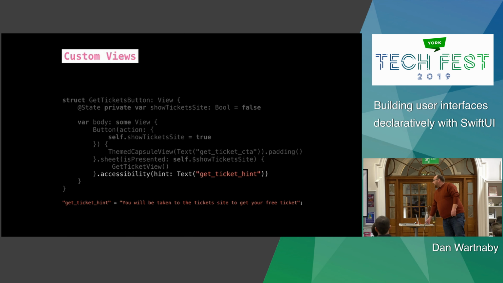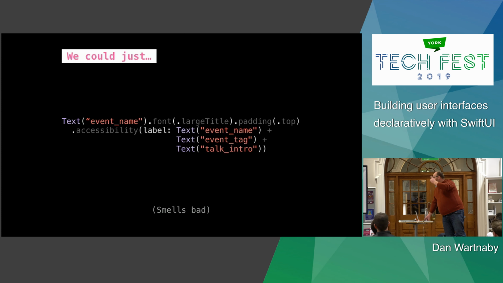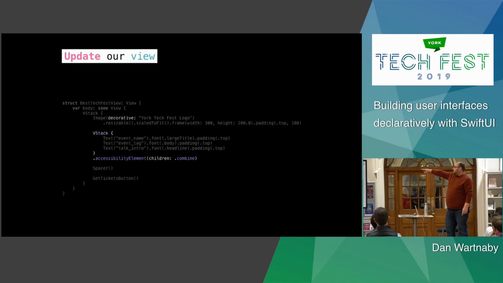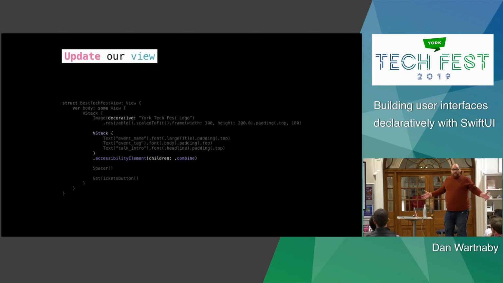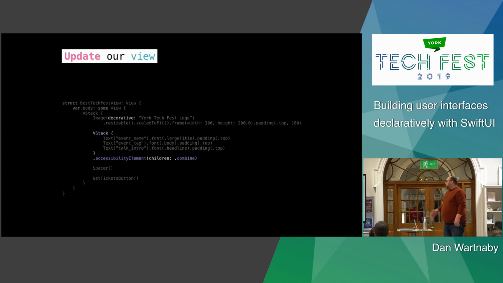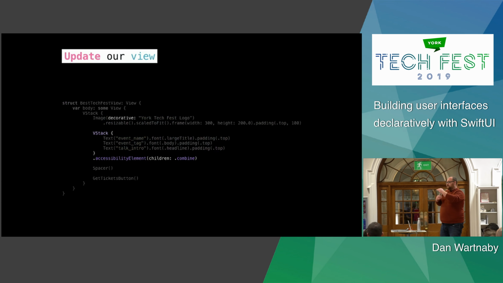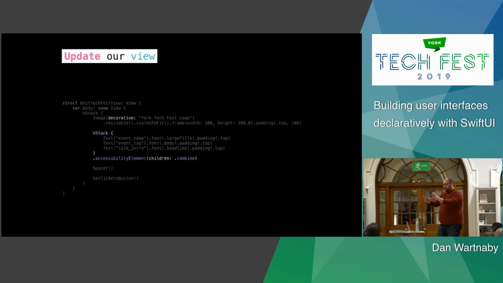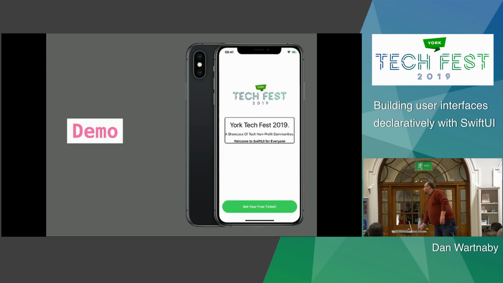So here's what we're going to do. We're going to add an accessibility hint to our button. We're going to just skip by that. We're going to declare our image is decorative because we just don't care about it in the accessibility tree. We're going to put our text into a vertical stack, which we've already seen. We're going to tell that vertical stack that it should just be treated as one thing for accessibility. All of its children should be combined. And then we're going to go through it.